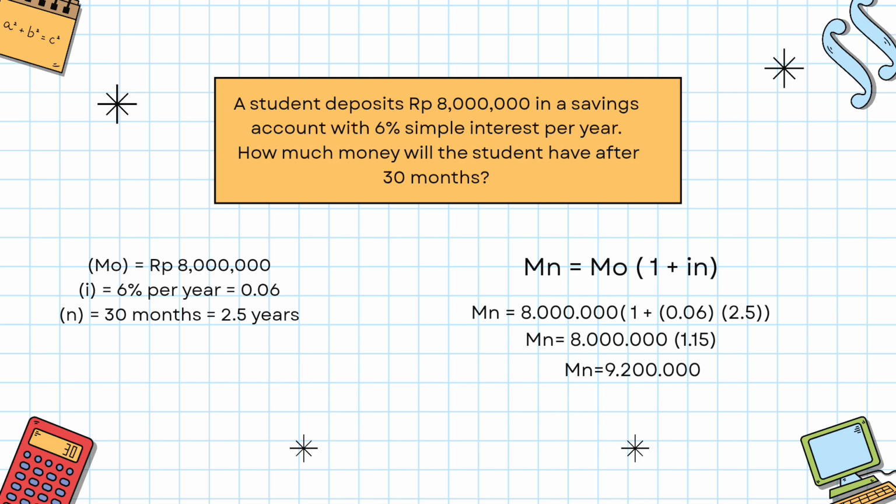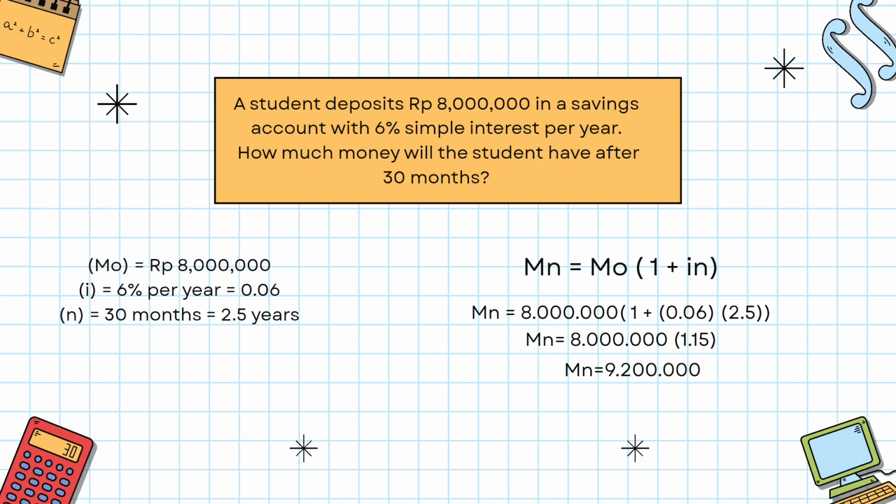Let's go to the example questions. The first one is a simple interest question. Let's read the question first. A student deposits 8 million in a savings account with 6% simple interest per year. How much money will the student have after 30 months? This is a simple interest question.